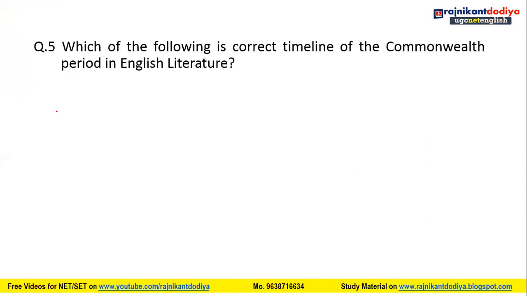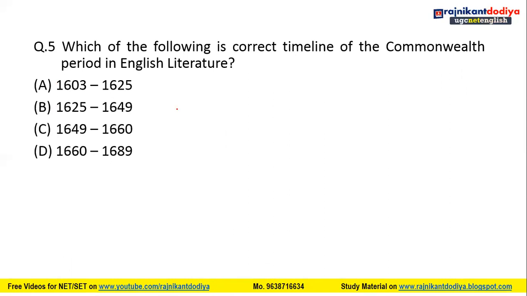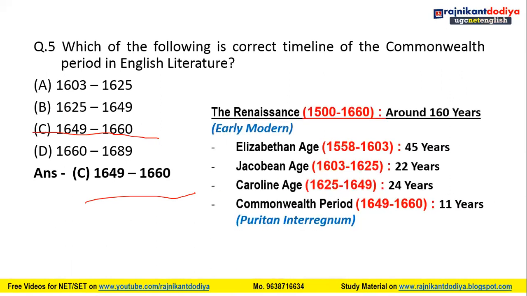Then friends, the fifth one: which of the following is the correct timeline of the Commonwealth period in English literature? So find out the correct timeline period. The right answer is C, 1649 to 1660. Okay, so it is the correct timeline of Commonwealth period in English literature, 1649 to 1660. And here we can see the different explanation about this.